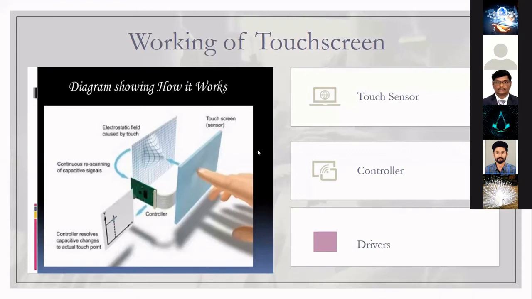So what is a touch sensor? A touch sensor is a clear glass panel with a touch responsive surface. The sensor generally has an electrical current or signal going through it, and touching the screen causes voltage and signal changes. Coming to the controller, it is a small PC card that is connected between the touch sensor and the PC. And the third one, the driver, is software that allows the touch screen and computer to work together.